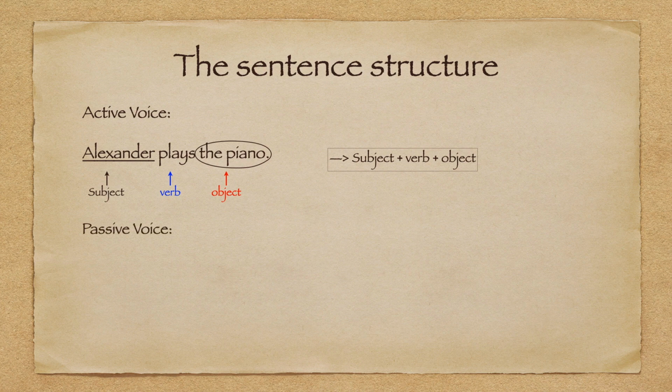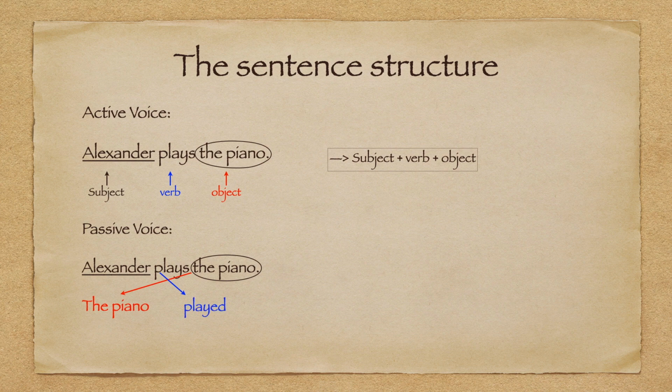Now let's convert it into the passive voice sentence. Here comes the magic. The piano goes right in the beginning. Then we should put the meaning verb, right? So since play is a regular verb, we simply add ed at the end. And only after that comes our dear Alexander. He's the subject here. Looks all right. But wait, how about the extra be?